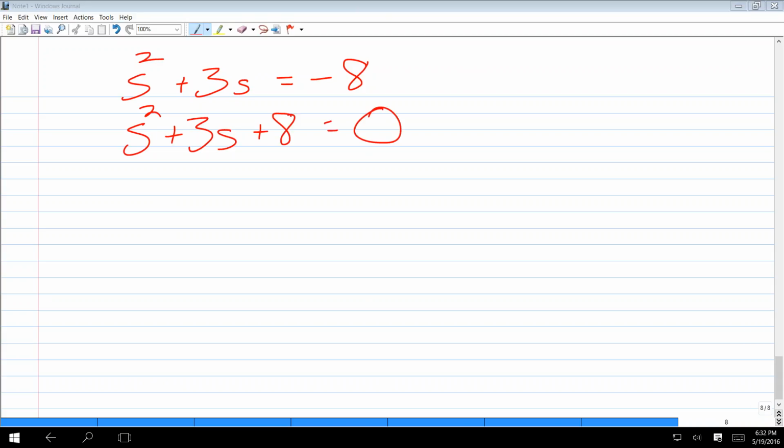But now, when we look at it, we can see that there are no factors of 8 that add to 3. And that's what we would need to factor it. So I've got two choices at this point. I can put the 8 back on the other side of the equation and complete the square, or I can plug it into the quadratic formula. I'm inclined to think the quadratic formula is probably the right method.